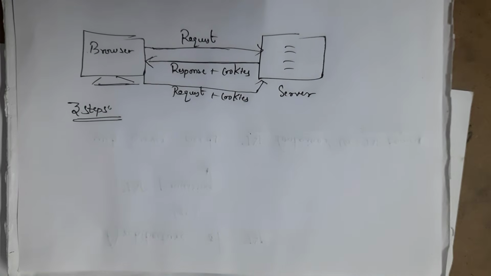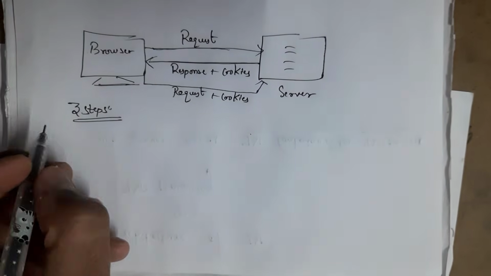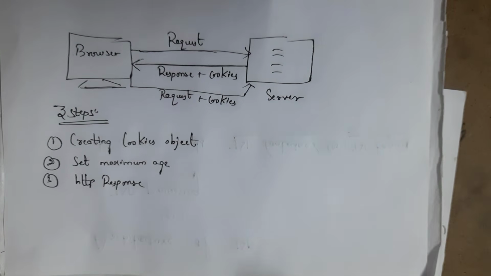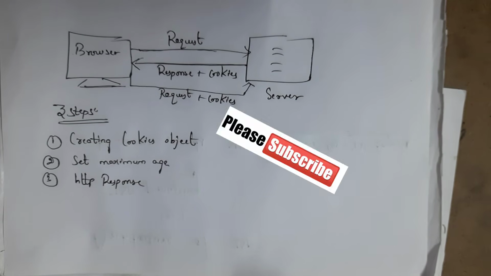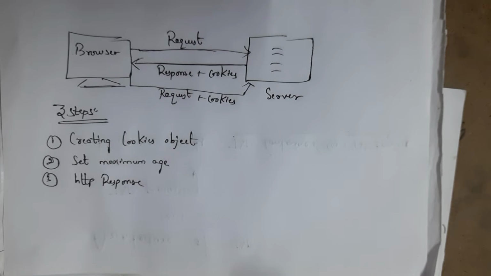Three steps are involved in order to create cookies in JSP. First one is creating the cookie object. Next one is setting the maximum age and third one is adding it to the HTTP response. These are the three steps involved in order to create cookies in JSP.